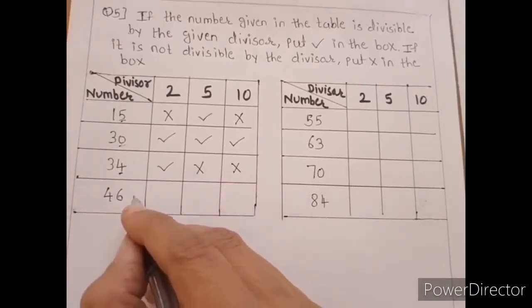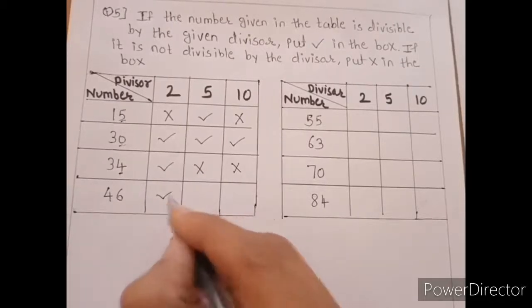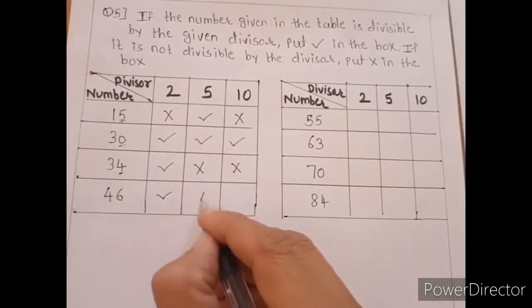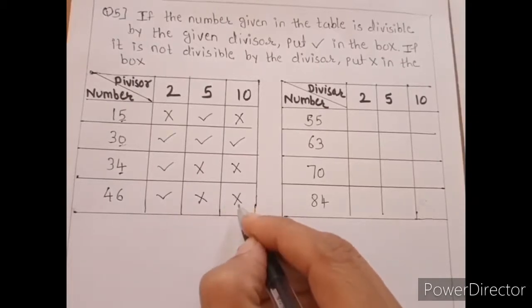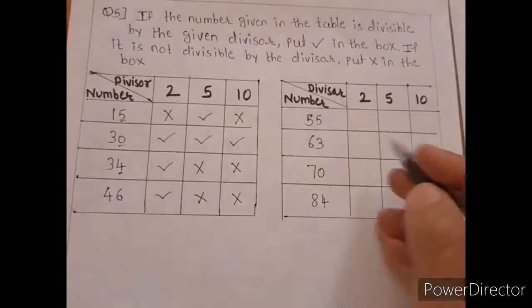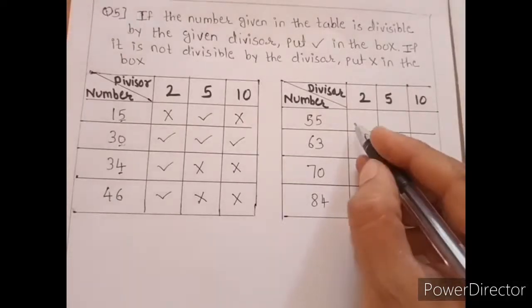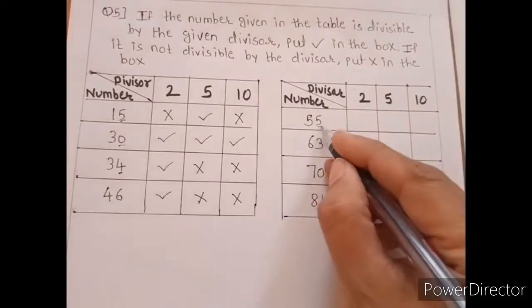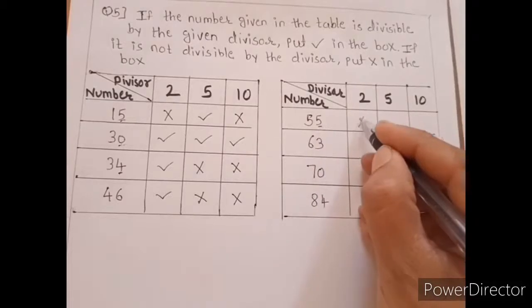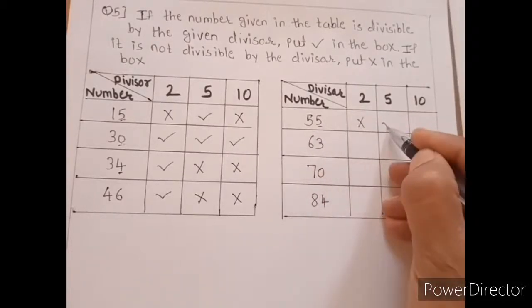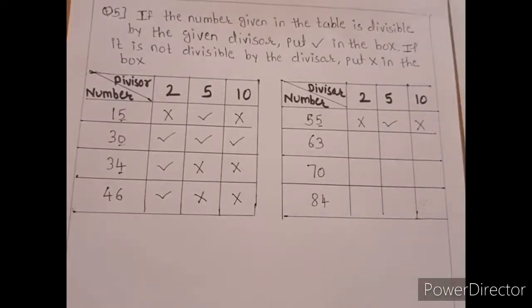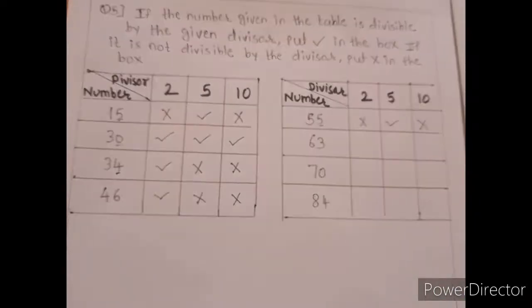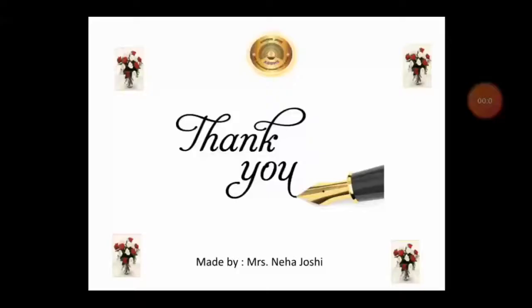Now 46. Yes, it is divisible by 2. It is not divisible by 5. It is not divisible by 10. Now this example, 5. It is not divisible by 2, but it is divisible by 5. It is not divisible by 10. Now the remaining examples you have to solve on your own.